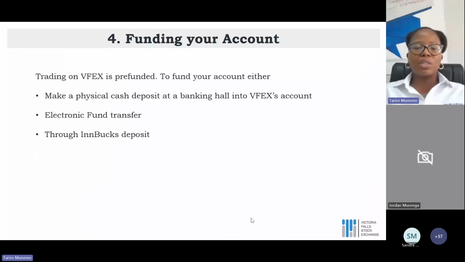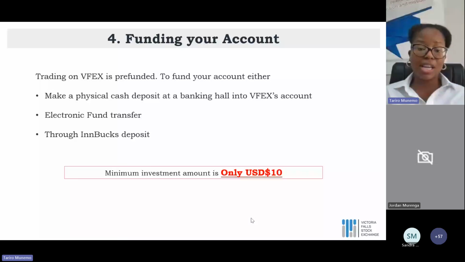All right, so now your account has been approved. So you have an EDS number, which is essentially, you could almost imagine it as a bank account number. So now you want to start trading. The first thing you need to do is to fund your account. And funding your account, before I even give you what measures you can use to fund your account, we're talking about a minimum of only 10 US dollars. So investing has been made accessible to everyone because we only require a minimum of 10 US dollars in order for you to be able to start trading.